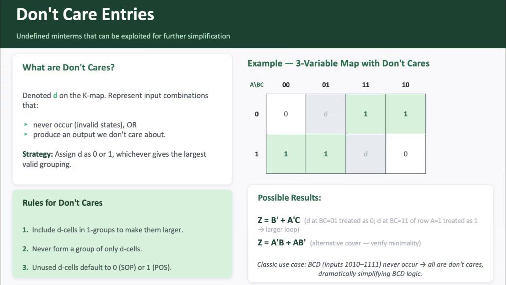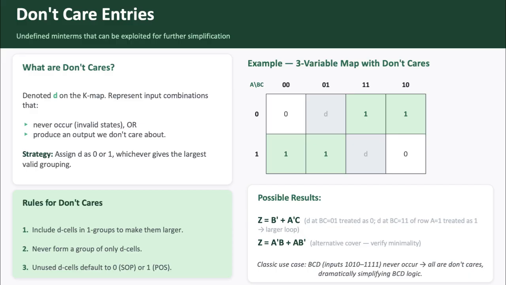Don't care entries are one of the most powerful tools in K-map minimization, and they arise constantly in real-world design. A don't care entry, denoted by the small letter d on the map, represents an input combination for which either the output can be anything or the input never occurs in practice. Examples include excess states in BCD arithmetic, where inputs 1010 through 1111 never appear, or fault detection logic, where certain sensor combinations are physically impossible. When a minterm is marked as don't care, you are free to treat it as either 0 or 1, whichever serves your minimization better.